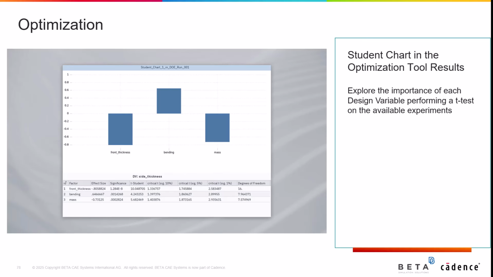Now, in the Results tab of the Optimization tool, Student Welch charts can be created. These charts allow users to explore the significance of each design variable by performing a t-test on the available experiments. This new feature complements the post-processing capabilities of ANSA's optimization tool, providing deeper insights into the optimization results.